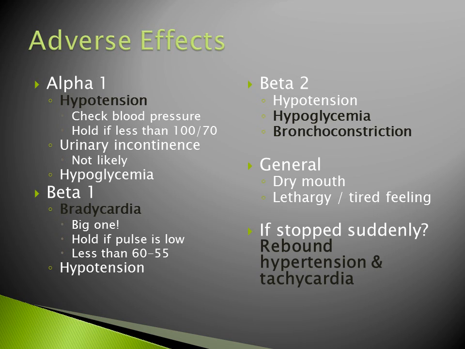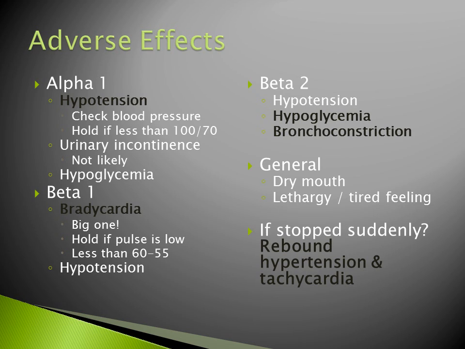The urinary incontinence, I have an asterisk there because it's not common. It's something that it could potentially, in this realm of reasonable things, happen, but it's not likely. And then the hypoglycemia, we worry more about diabetic patients. One, it can inhibit the body's ability to compensate for hypoglycemia. And 2, it can mask some of the early signs and symptoms of hypoglycemia, like the tachycardia, sweating, anxiety, that kind of stuff.